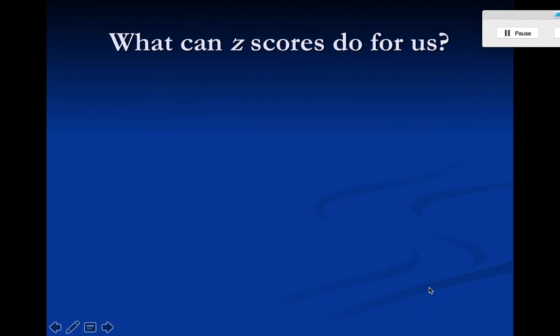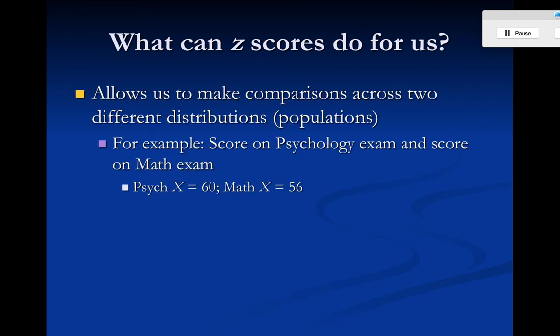Okay, so what can a Z-score do for us? Let's think of a practical application of a Z-score, because that's the important thing to consider. Remember that the idea of a Z-score is that it allows us to make comparisons across different distributions or across different performance constructs. So what does that mean for us?